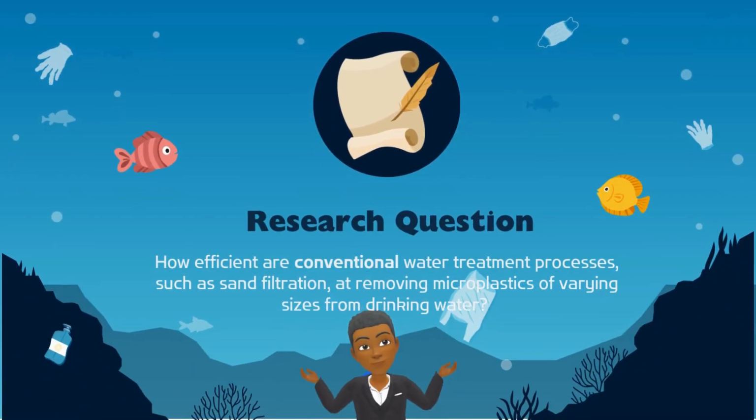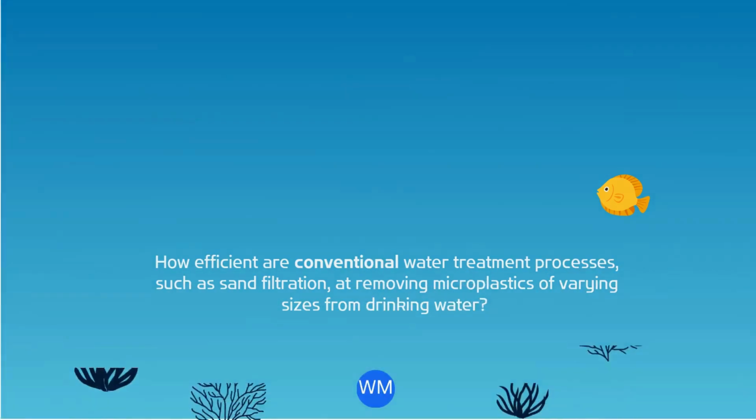Our research question was, how efficient are conventional water treatment processes such as sand filtration at removing microplastics of varying sizes from drinking water? This question was important to us because most modern-day water treatment facilities were designed to deal with pathogens and sediments long before the creation of plastic and microplastics. As a result, it's important to understand both the strengths and limitations of current systems to identify where we can improve and if upgrades are necessary.